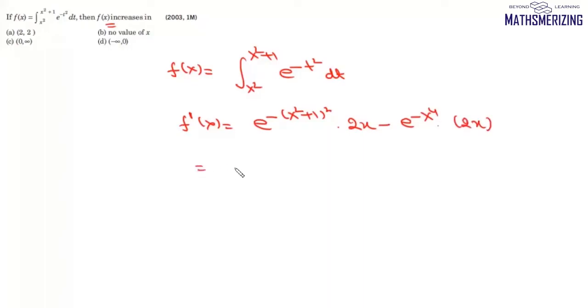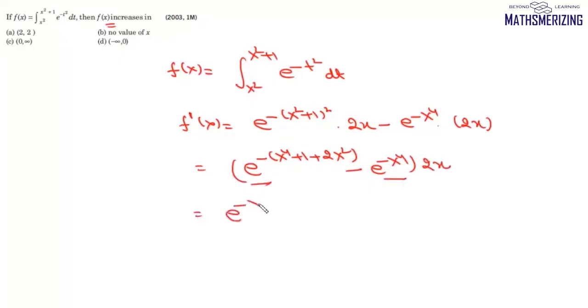So we can write this as e to the power minus (x to the power 4 plus 1 plus 2x square) into 2x minus e to the power minus x to the power 4 into 2x. Now what we'll do is we'll take e to the power minus x to the power 4 common. So we'll get e to the power minus x to the power 4 into [e to the power minus (1 plus 2x square) minus 1] into 2x. Now this e to the power minus x to the power 4 is always positive. Now what about this one?